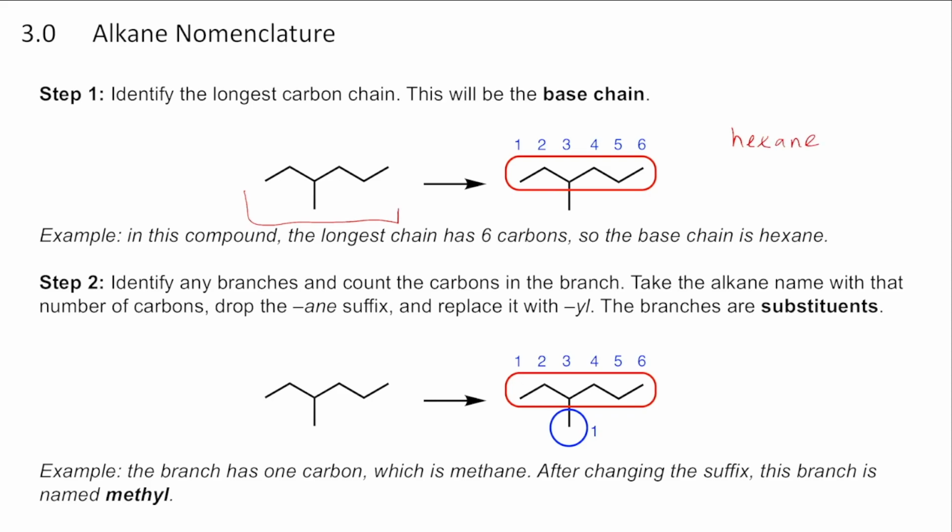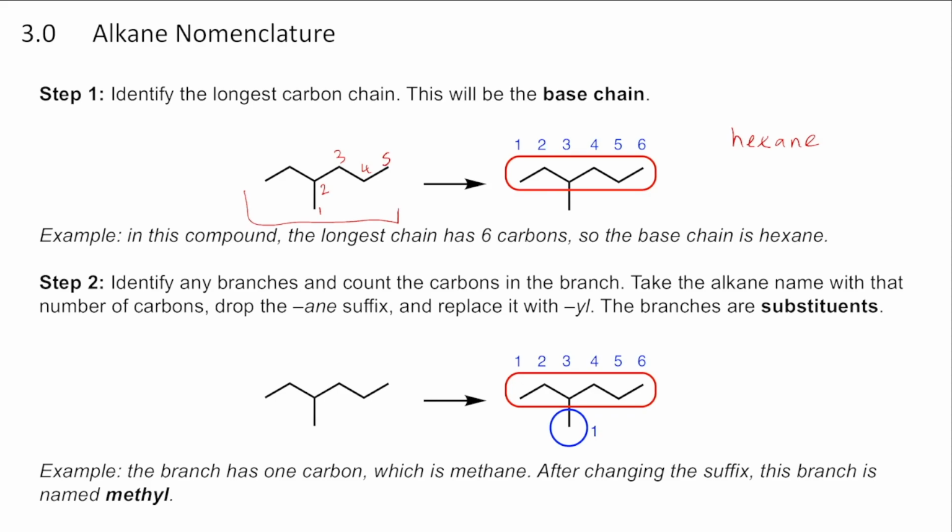You could find another carbon chain that's shorter. If you started down here, 1, 2, 3, 4, 5, that would not be the longest carbon chain, so that would not be the base chain. So step 1, find the base chain, find the longest carbon-carbon chain. Step 2, look for anything that's attached to that longest carbon chain. We're going to call these things substituents. Sometimes we also call them branches.